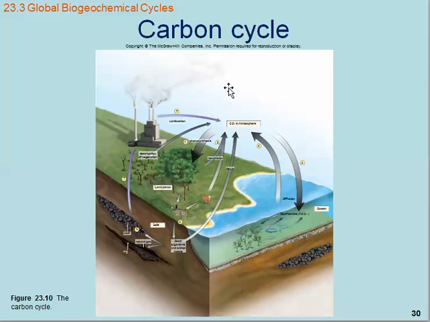So what we are doing is upsetting the carbon cycle in that there was a balance between photosynthesis, taking in carbon, and respiration, giving it back off, and what we are doing is putting more carbon dioxide back into the air.